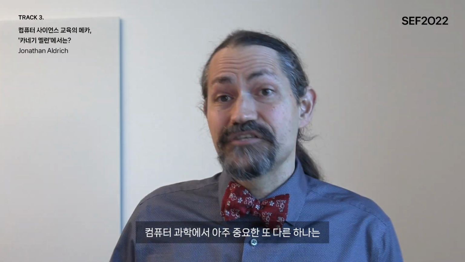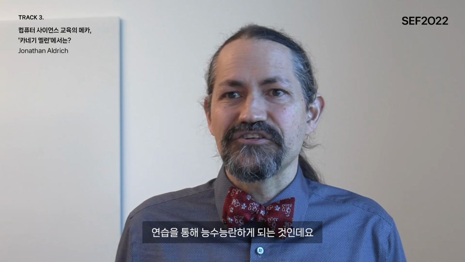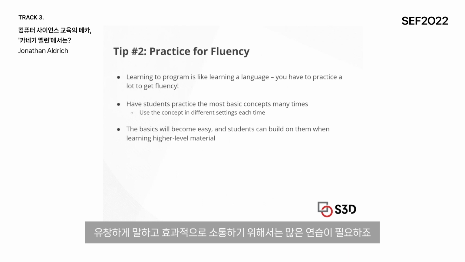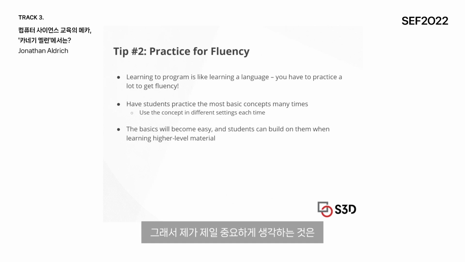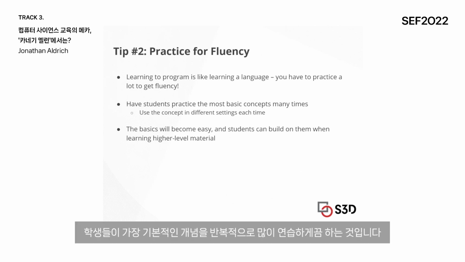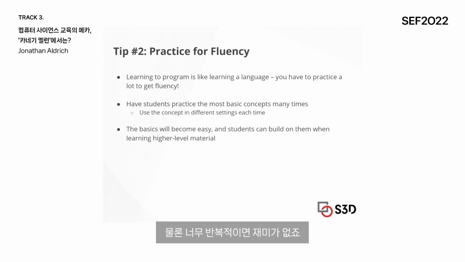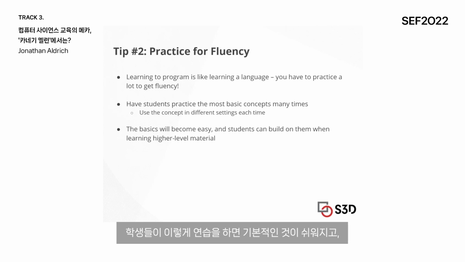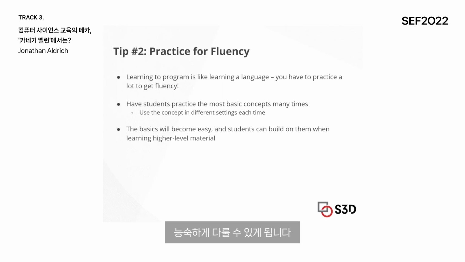Another idea that I think is very important in computer science is getting practice for fluency. Learning to program is a lot like learning a language. You have to practice a lot until you're fluent and can talk and communicate effectively. So what I find important is to have students practice the most basic concept many times. Of course, you don't want to be repetitive. You want to use that concept in different settings every time. But the idea is that as students practice, the basics become easy, and then students can build on them and use them in a very fluid way when they're learning higher level material.